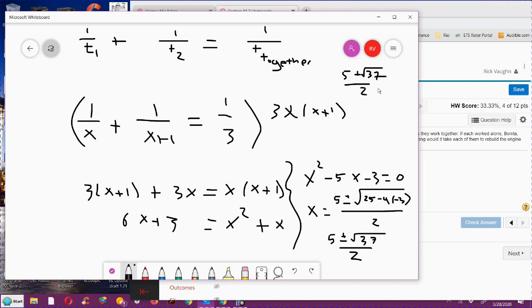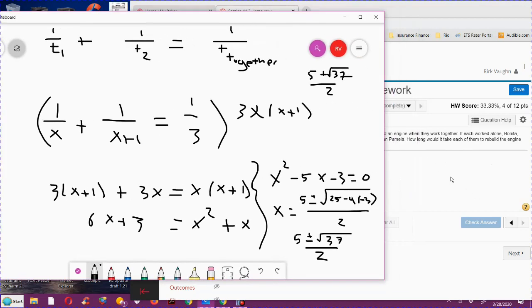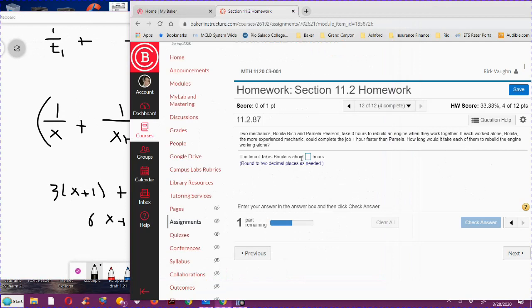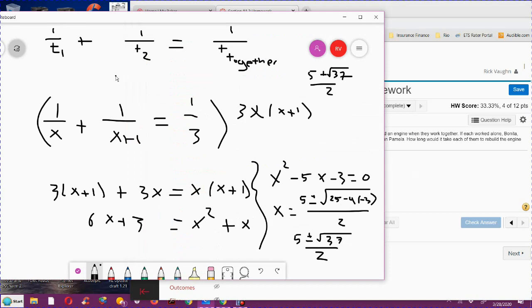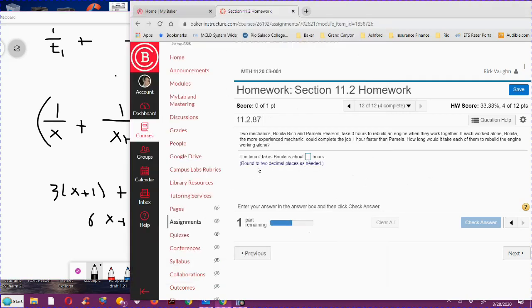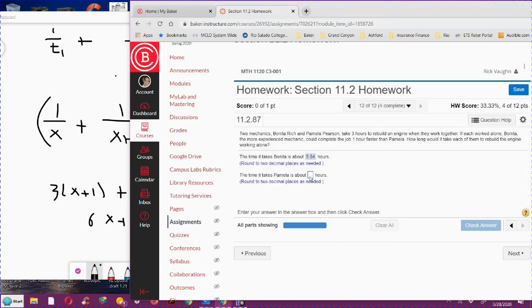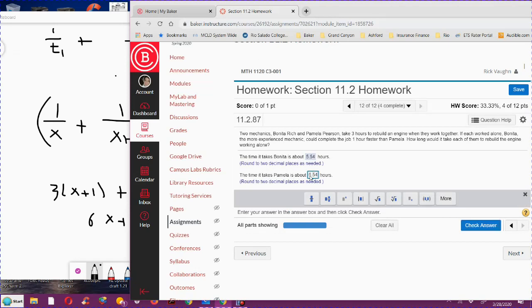And then the other one's going to be 1 more than that. So now I'll do my calculator work, and then I'll put in, let's see, Bonita is the faster one, and so she's going to be the smaller one. So she's going to be this number that we are going to calculate right here. So I'll go 5 plus the square root of 37 equals, and then divide by 2. And I get 5.54. And they want this rounded to 2 decimal places, 5.54. And then Pamela is 1 hour more than that, so I'll just put 6.54.